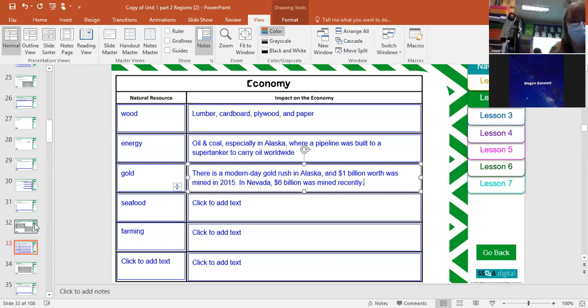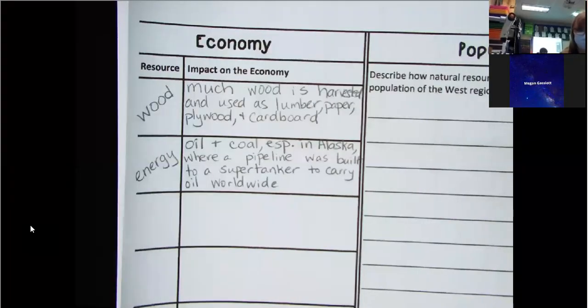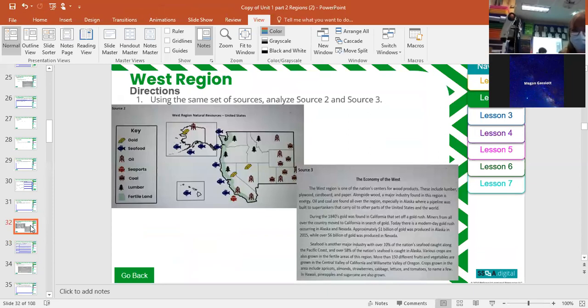All right, let's go back to the source content again. The fact that there's seafood automatically tells you there's what around? Water. There's coastline, right? All right, next paragraph. Seafood is another major industry. We see all these coastlines, right? Coastline all around. Another major industry, with over 10% of the nation's seafood caught along the Pacific coast and over 58% of the nation's seafood, in other words, almost 60% of all of the country's seafood, caught in Alaska.